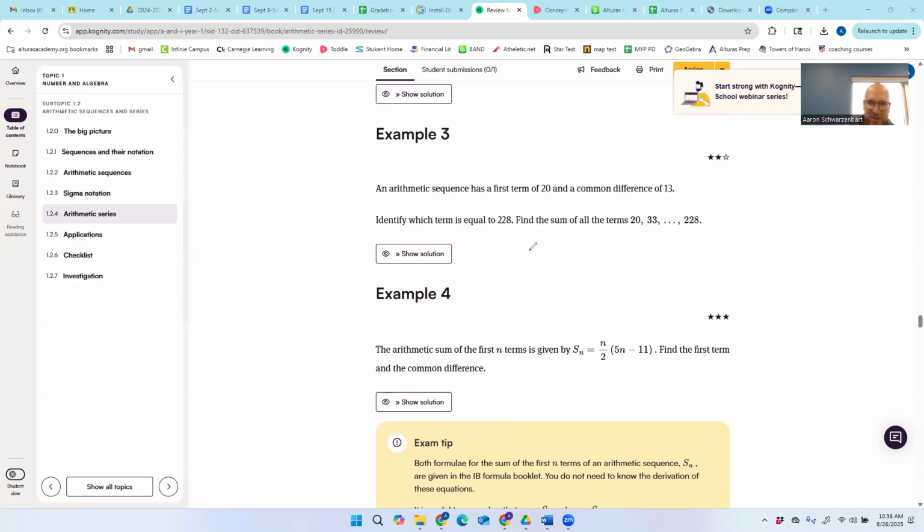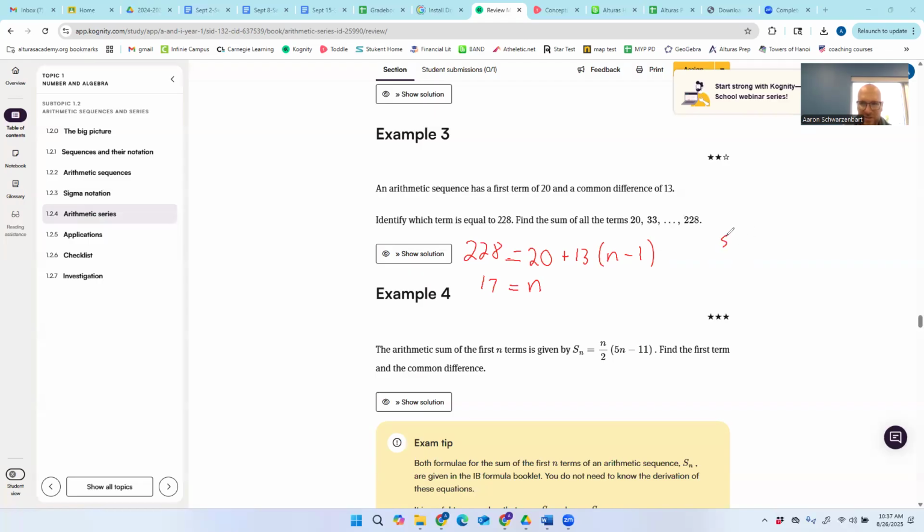So first term of 20, a common difference of 13. And that is equal to 228. I need to figure out which term this is. So I will solve. And I get n minus 1 is 16. That means n is 17. So this is the 17th term.